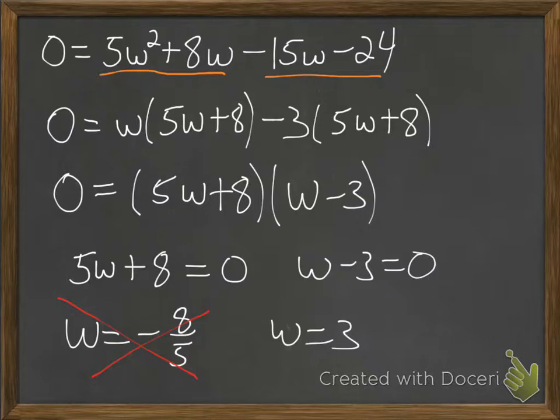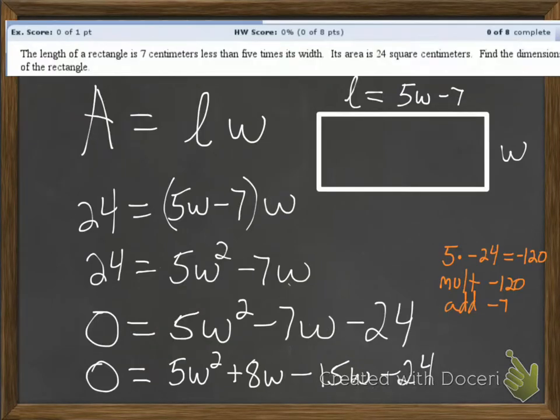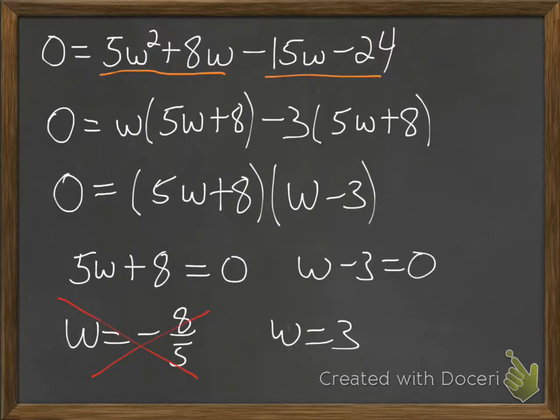Well, what is w? W is the width of the rectangle. But what did we want to do? We wanted to find the dimensions. The dimensions are not just the width, but also the length. So we know w is 3. So plugging w into the formula for the length, the length should be 5w minus 7. 5 times 3 is 15, minus 7 gives us a length of 8.